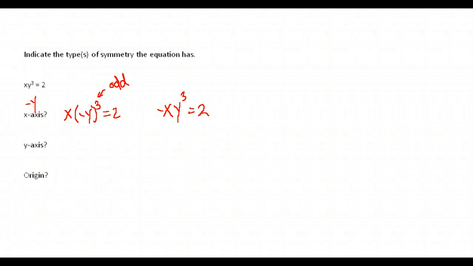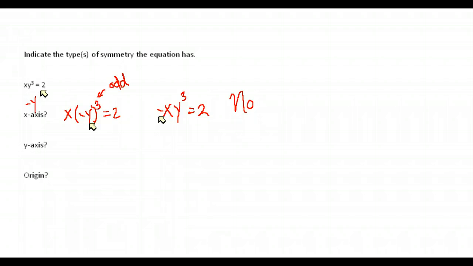And I didn't make the x negative. What I did is negative y to the third becomes negative y, and negative times a positive gives me a negative result here. Now, is this our original equation, just like this up here? It is not. Since it is not, this is a no. This equation does not have symmetry with respect to the x-axis.